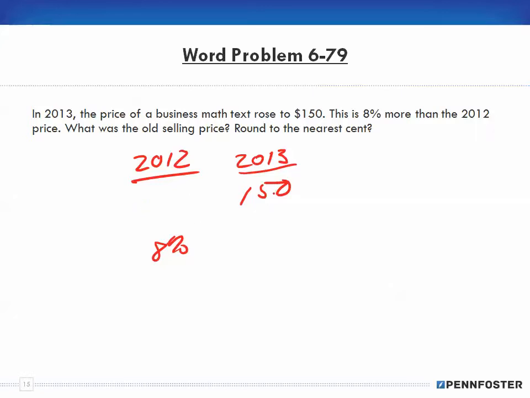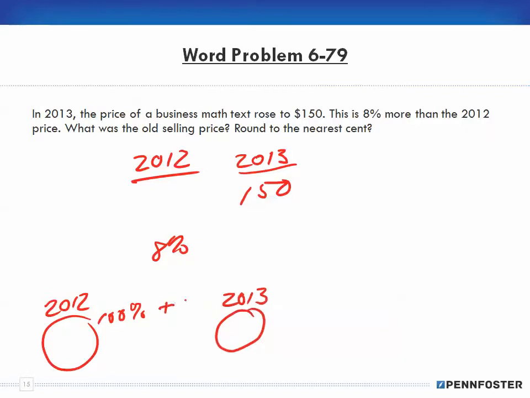So again, this is very similar to the last problem in that we know here's 2012, and that's 100%, and to get to 2013, it went up an additional 8%. So 2013 represents the entire 100% of 2012 plus the 8% that it increased. So that's 108%. And we know that the final amount for 2013 is 150.